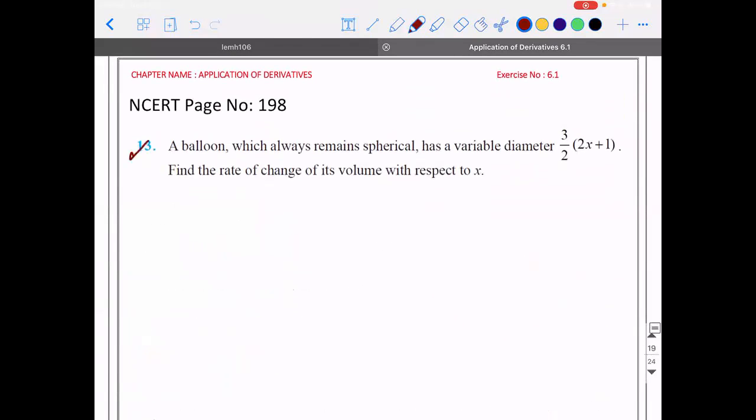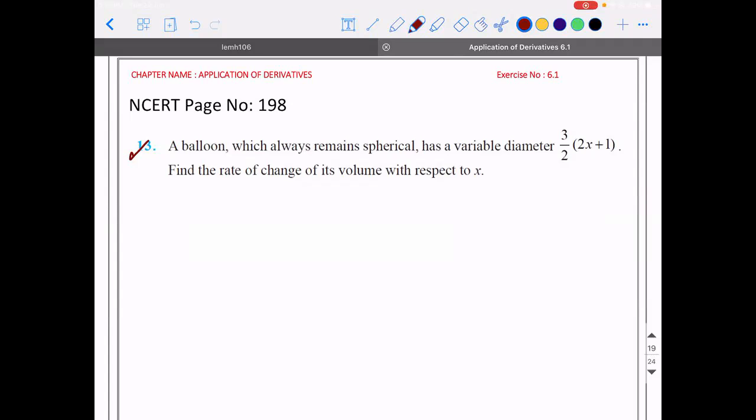Okay, now try this. A balloon which always remains spherical has a variable diameter of 3 by 2 into 2x plus 1. Find the rate of change of its volume with respect to x. So here your answer can be in terms of x itself. So they are indirectly asking what is dv by dx. It's actually a simple problem.